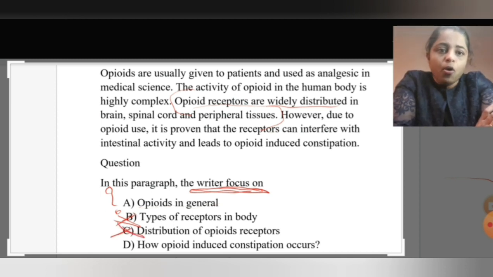Now, how opioid-induced constipation occurs. Okay. So let's come to the end of the paragraph. However, due to opioid use, it is proven that the receptors can interfere with intestinal activity and lead to opioid-induced constipation. Right. So in the end, the writer is trying to convey the message of how opioid-induced constipation actually occurs. So this option D covers more than option A.